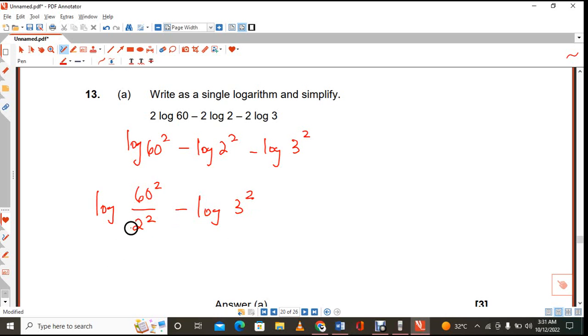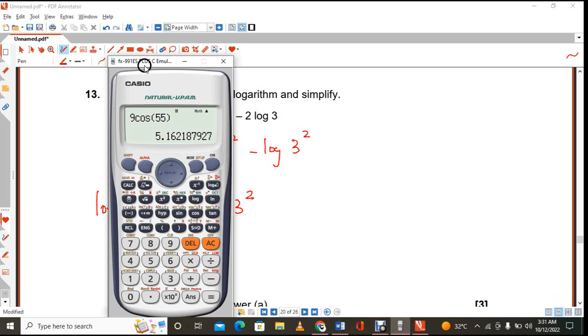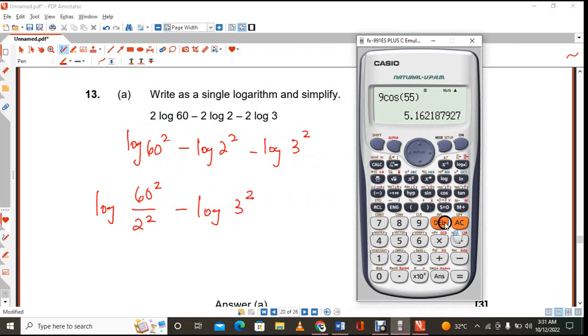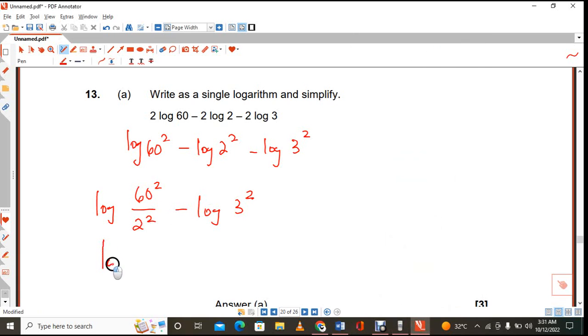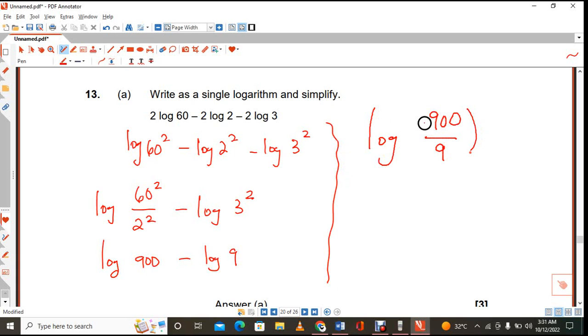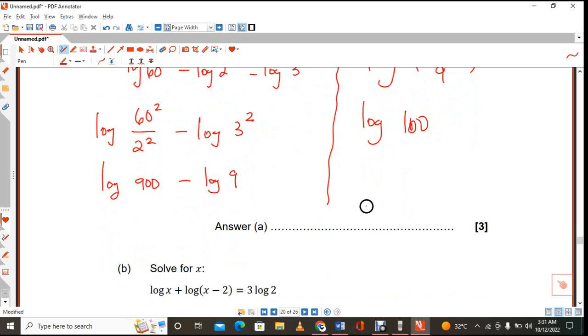At the end of the day, you can go ahead and say, wait a minute, what is 60 squared divided by 2 squared? That gives you 900. So this is log 900 minus log 9. Are you with me? 3 squared is 9. So that's log 900 divided by 9, which is log 100. And log 100 is nothing but 2. So the final answer would be 2. But if I was marking this, I'll also accept log 100.